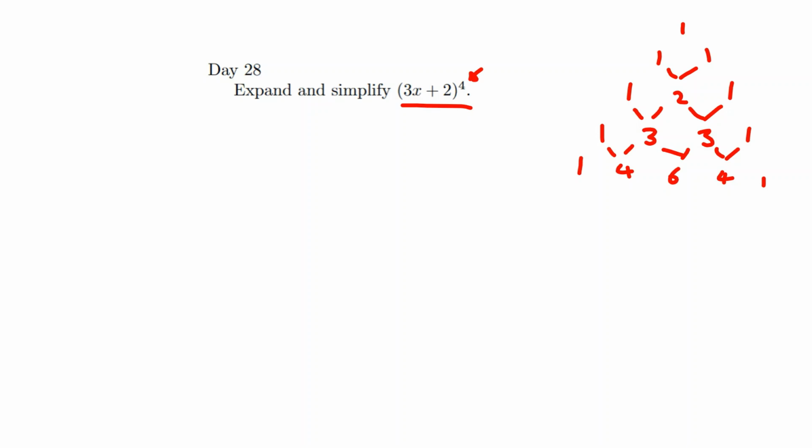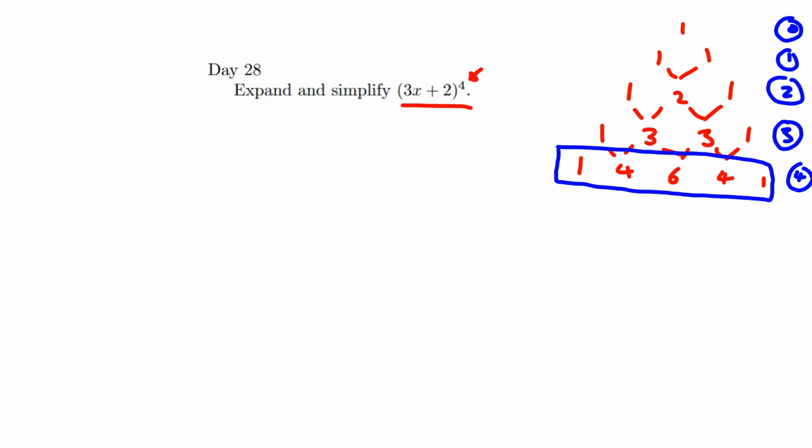Now this tells us the coefficients of when we expand brackets of different powers. So this is a bracket of power 0, power of 1, power of 2, power of 3, and power of 4. So this is the row we are interested in. So we're going to expand this bracket.